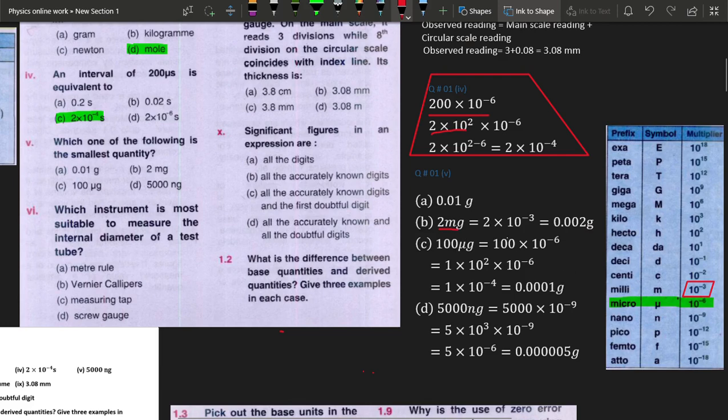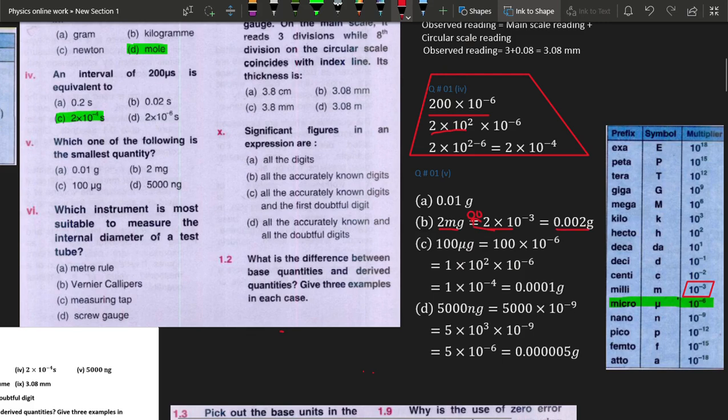So 2 into 10 raised to power minus 3, when converted into a simple number, we move the point from right to the left side. And how many places do we move? We move 3 places because the power is minus 3. So one digit is 2 and the other digits we put 0, 0. So it will be 0.002 grams. Similarly 100 micrograms.